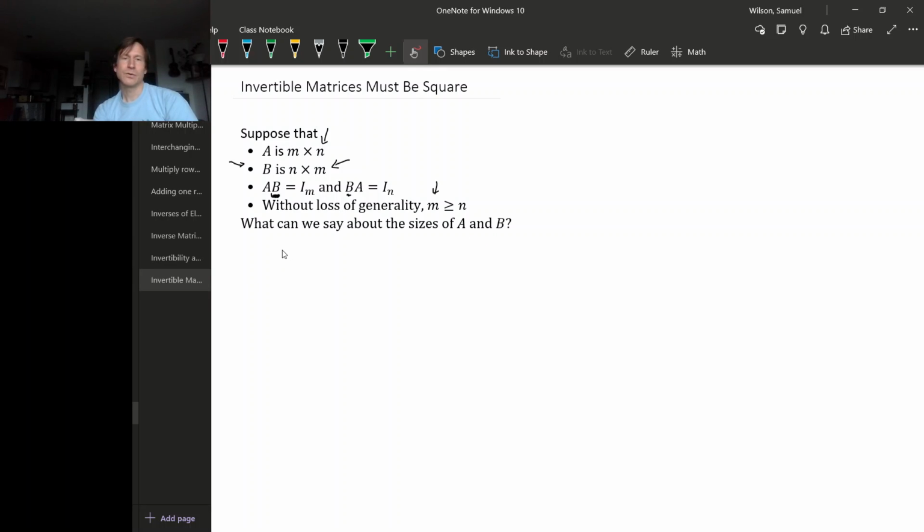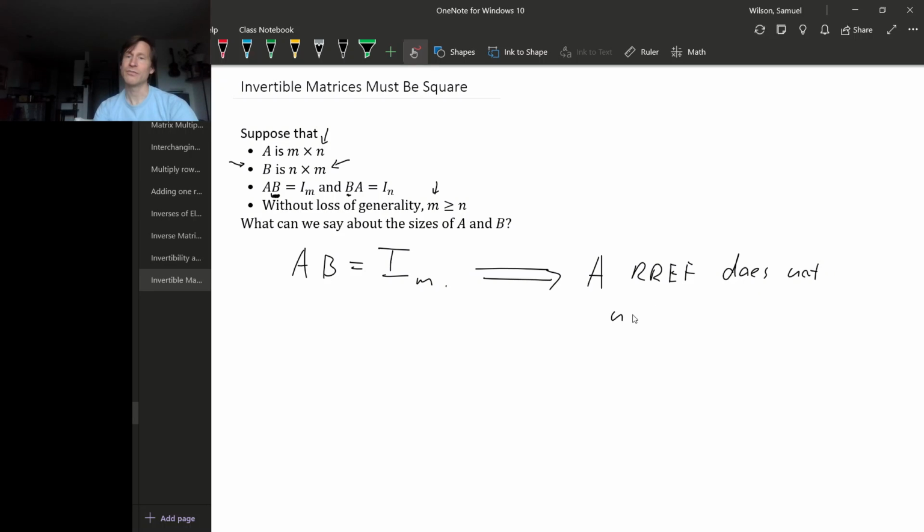So we have a matrix A. We have A times B is an identity matrix, right? Happens to be of size m, but that's not super important. Well, in a previous video, we showed that if you have a product of matrices that gives you the identity matrix, that means that the matrix on the left, its reduced row echelon form, does not have a row of zeros.